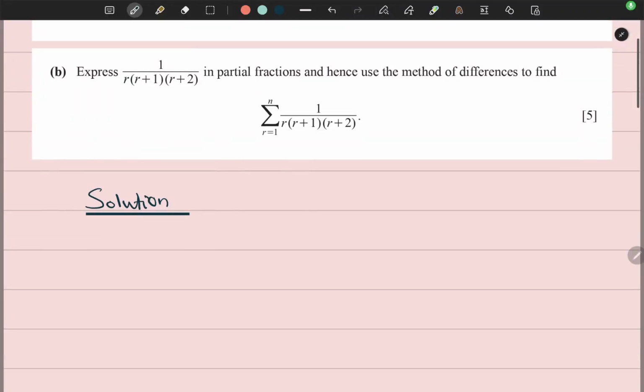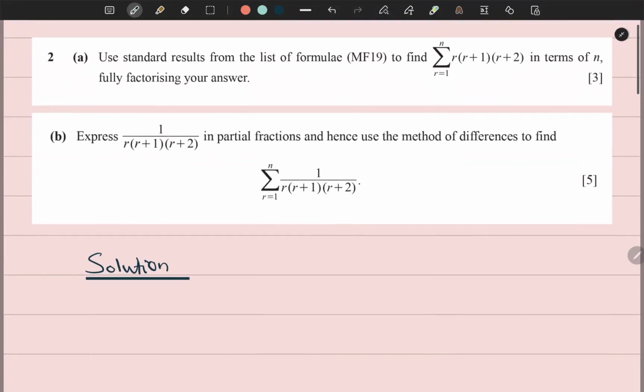Hello guys, I'm going to provide a solution to this given question. Of course, this is a Cambridge Further Maths question, Paper 1. We have to find the value of this in terms of n.